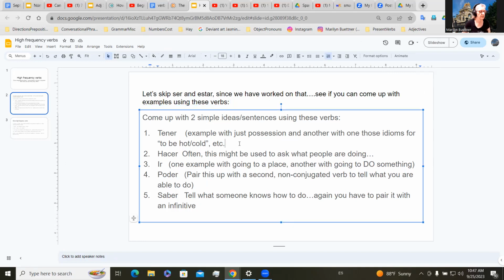But how about some simple ideas with tener? We can use this either to talk about what you actually own, possess, have, or some of those hot, cold idioms. Un ejemplo, an example? Okay. Ella tiene un vestido nuevo para la fiesta. Okay. Tiene un vestido, has a dress. And that's the actual possessing something. Tiene un vestido nuevo, has a new dress para la fiesta. Perfecto.